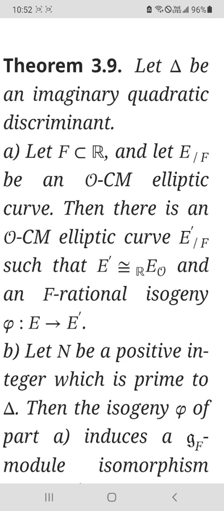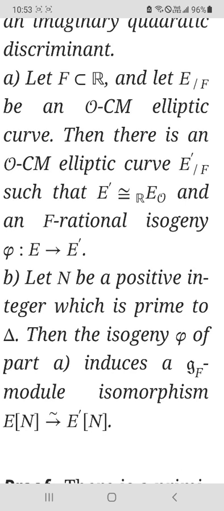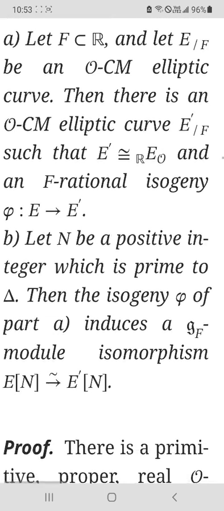Okay, Theorem 3.9. Let Δ be an imaginary quadratic discriminant. Let F be contained inside R. Let E over F be an OCM elliptic curve. Then there is an OCM elliptic curve E' such that E' is isomorphic to E_O, and an F-rational isogeny φ from E to E'. Let n be a positive integer which is prime to Δ. Then the isogeny φ of part A induces a G_F-module isomorphism from E[n] to E'[n].